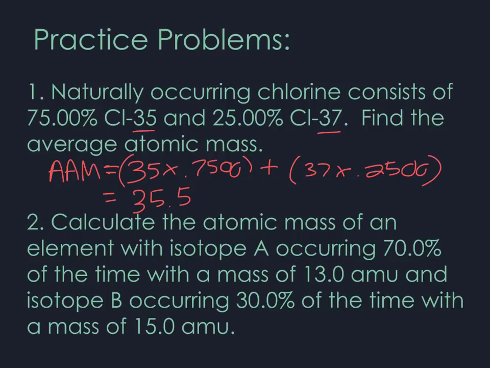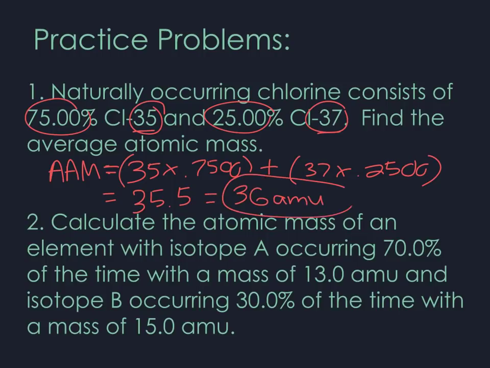And I get a value of 35.5. According to my sig figs, 2, 4, 4, 2, I'm going to go with 2. So this would be 36 AMUs. Bottom one, like I said, pause it. I am going to give you the answer for that one. So run through that one on your own, please, and then unpause it, check your answer, and then we'll go through some more.